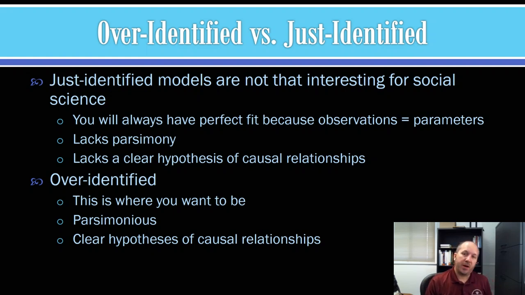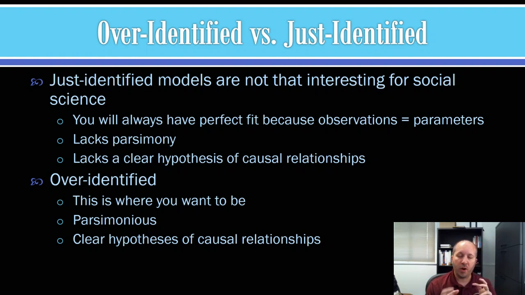Just identified models also tend to lack parsimony. They tend to have a lot more going on than just what is in your hypotheses and research questions. And especially when you get into more complex models, it lacks a clear hypothesis of causal relationships because there are too many correlations, too many paths. It's not very clear what you're studying here.